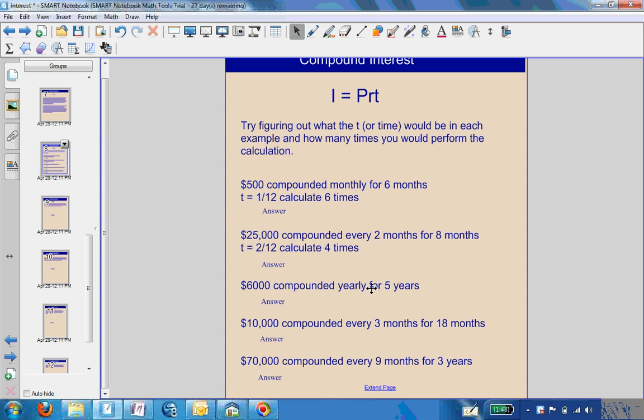$6,000 compounded yearly for 5 years. So for compounding yearly, T equals 1, and if we're doing it for 5 years, then with T equaling 1, we would do it 5 times.